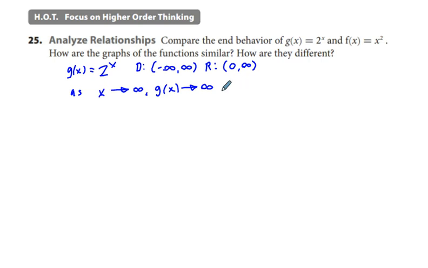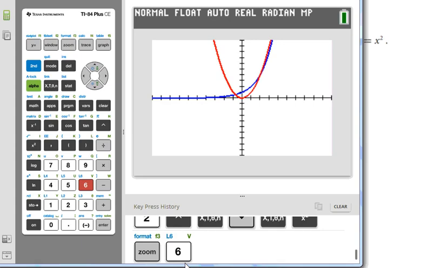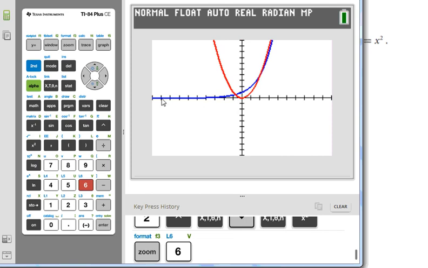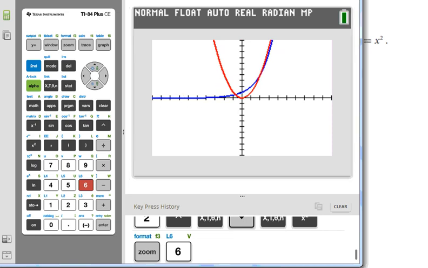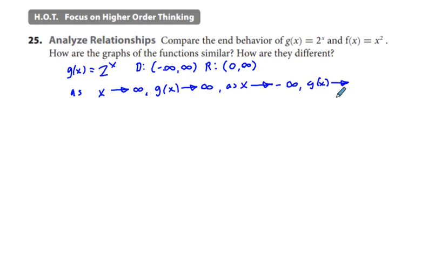Okay, also as x approaches negative infinity, what does g of x approach? Let's look at our graph again in the calculator. It's this blue one here. What are we approaching as we go to the left toward negative infinity? 0.